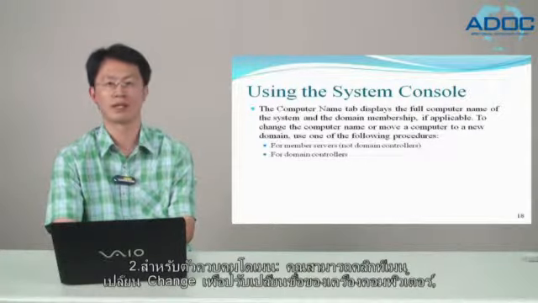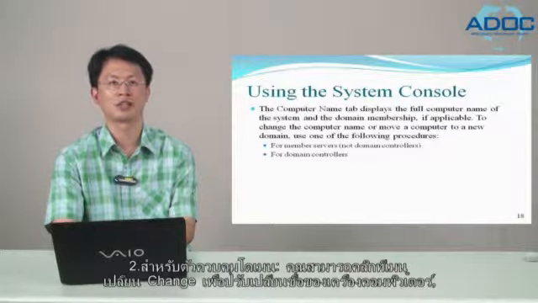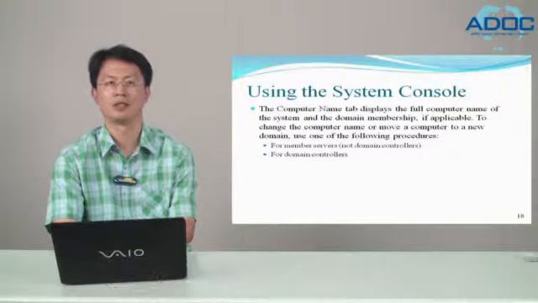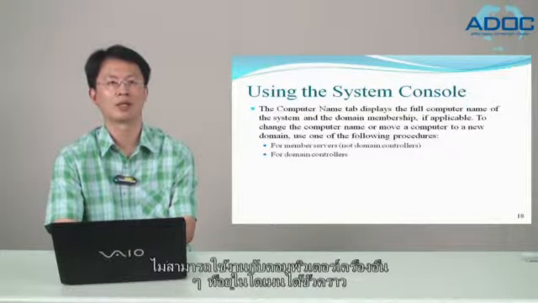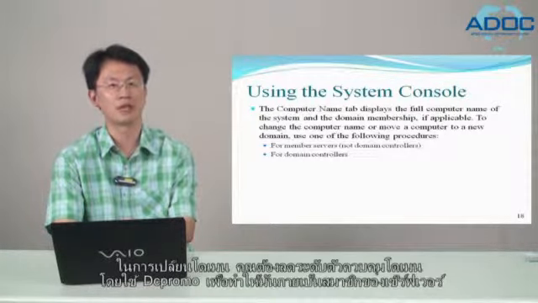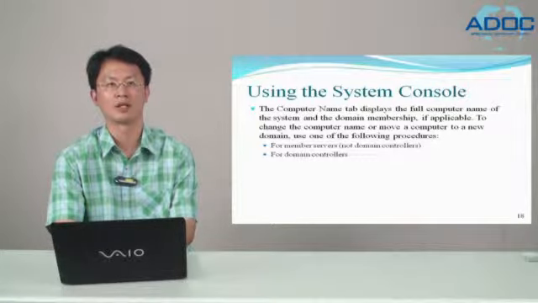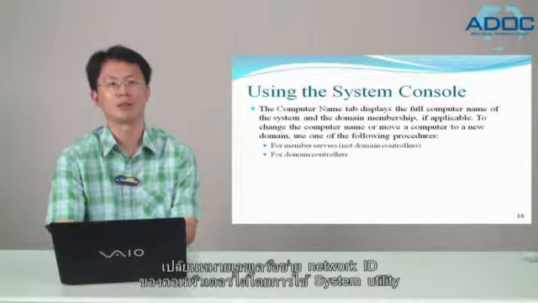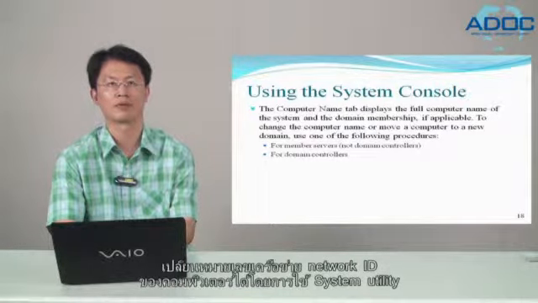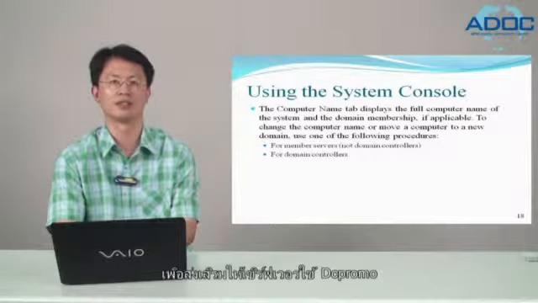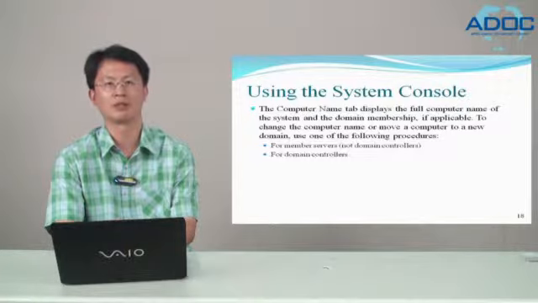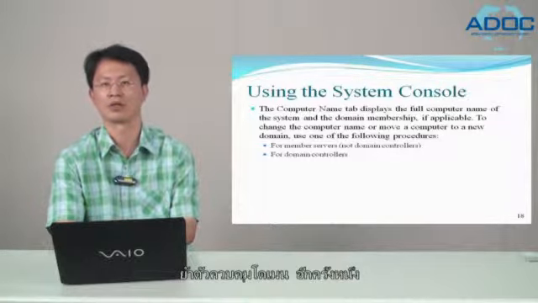Second, for domain controllers, you can click Change to modify the name of the computer, but doing so will make the domain controller temporarily unavailable to other computers in the domain. To change the domain, you must demote the domain controller using DCPromo to make it a member server. Change the computer's network ID by using the System utility, and then promote the server using DCPromo so that it is once again a domain controller.